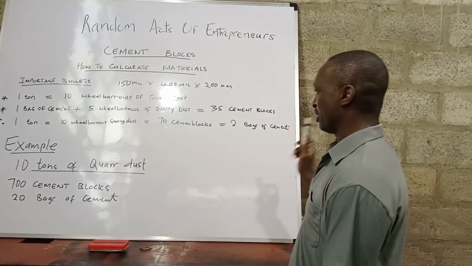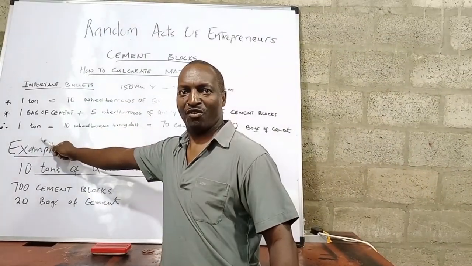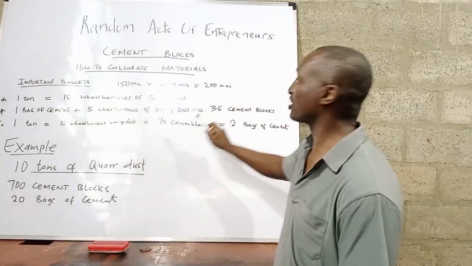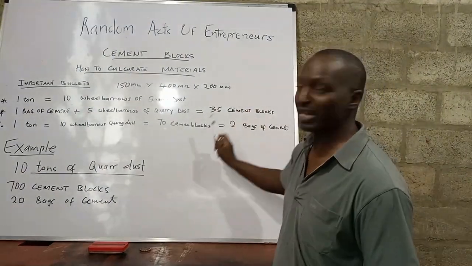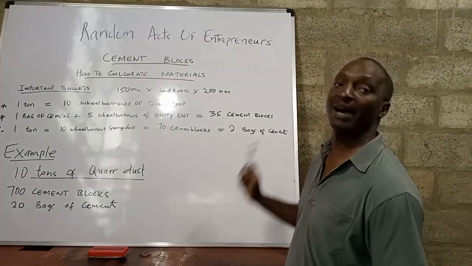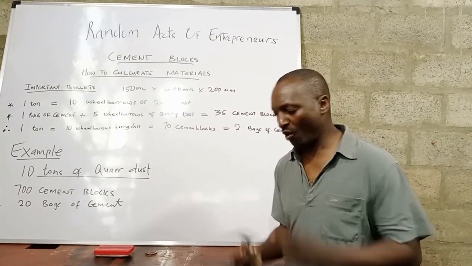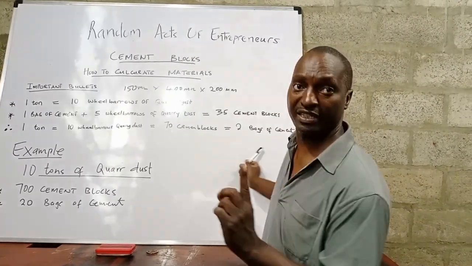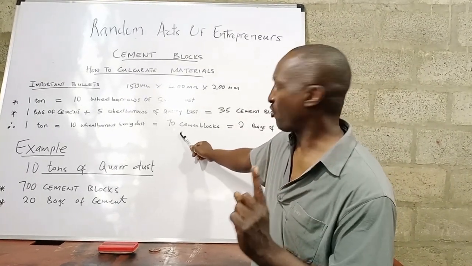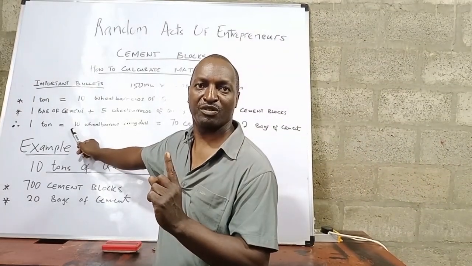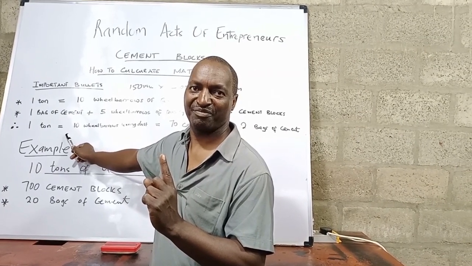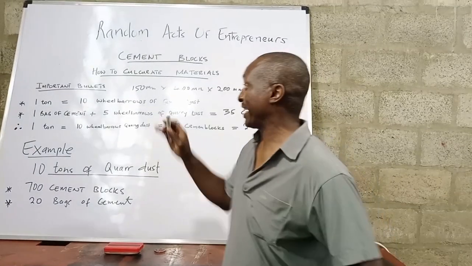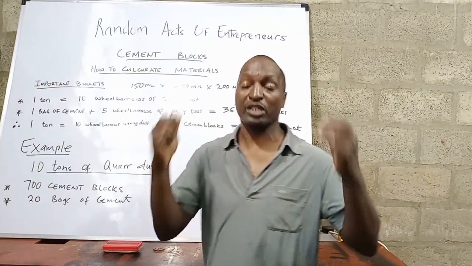Out of that, so we are saying one ton of quarry dust is equal to 10 wheelbarrows of quarry dust is equal to 70 cement blocks is equal to two bags of cement. So on each ton, you should be able to use two bags of cement to make 70 blocks. But also you're going to use 10 wheelbarrows of quarry dust. So I hope that it makes sense. I can go back again to repeat this thing so that it gets in.